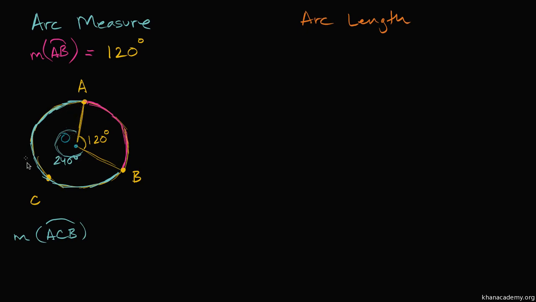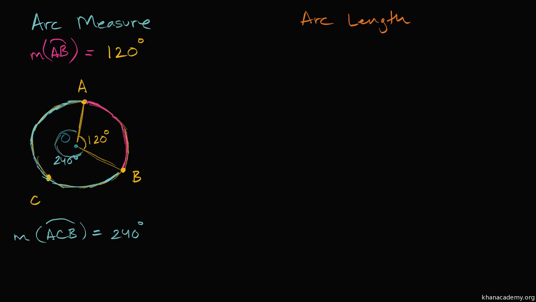So the measure of this arc, I have to be careful not to say length of that arc, the measure of this arc is going to be the same as the measure of the central angle. It's going to be 240 degrees. Now, these arc measures are going to be the case regardless of the size of the circle, and that's where the difference starts to be from arc measure to arc length.